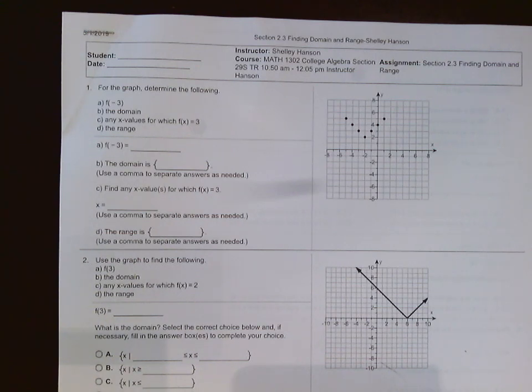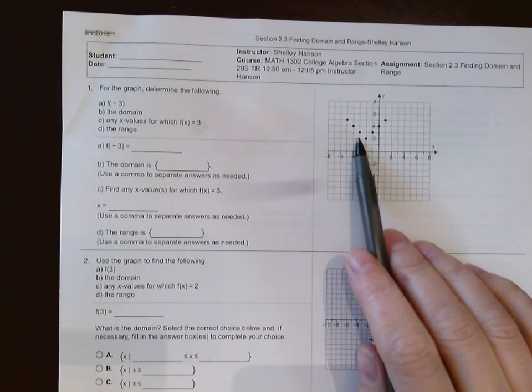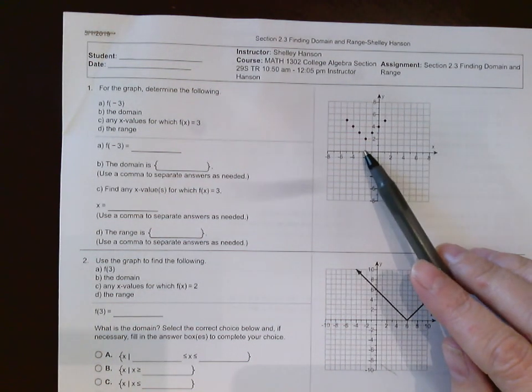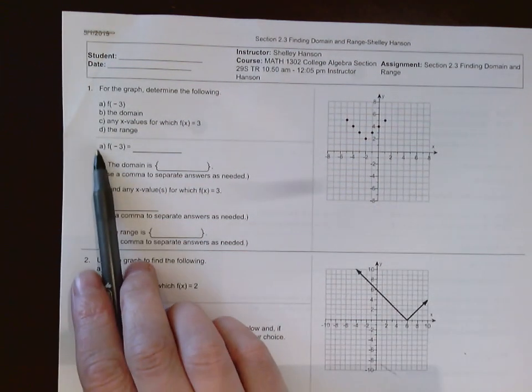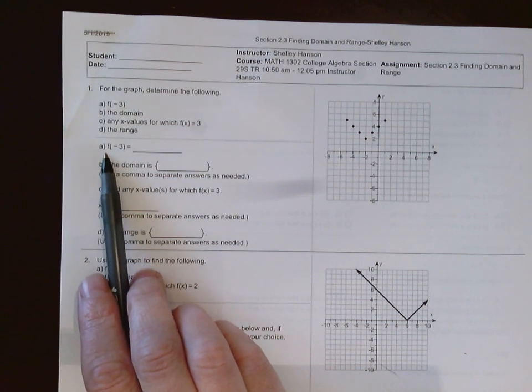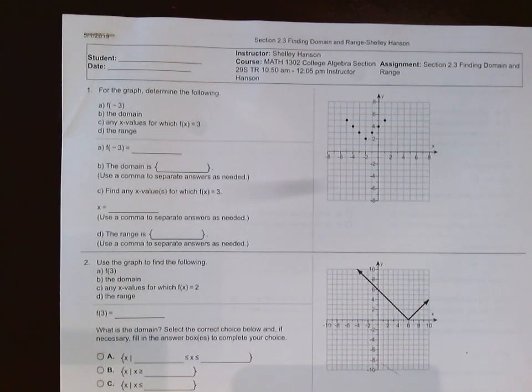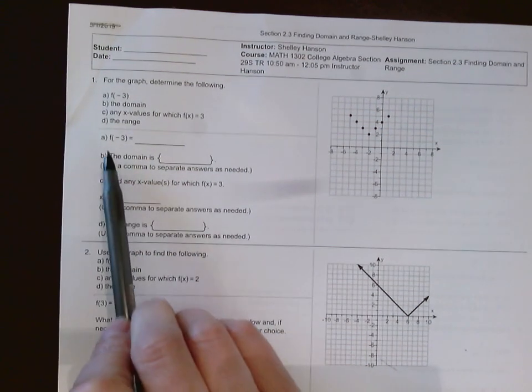Section 2.3 is on finding the domain and the range. On number 1, you see it's giving you a graph with several different points on it. What this first part of the problem says is, what is f of -3? Find the function value, or the value when x is -3, because this is like saying f of x.